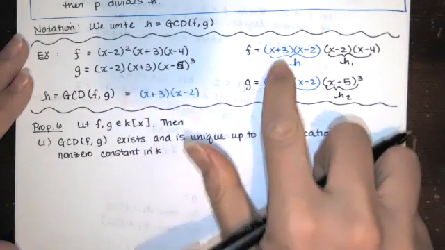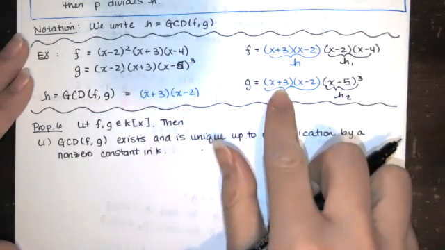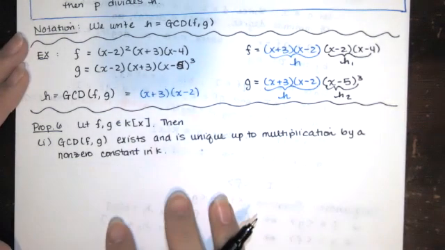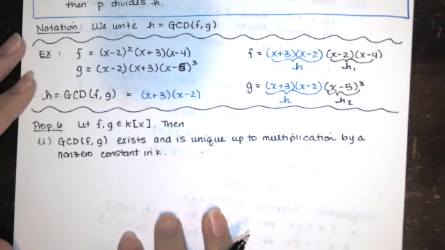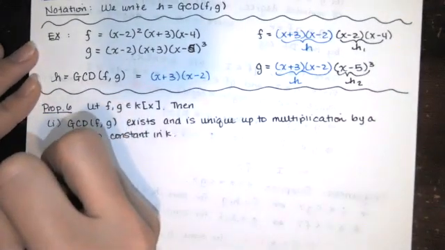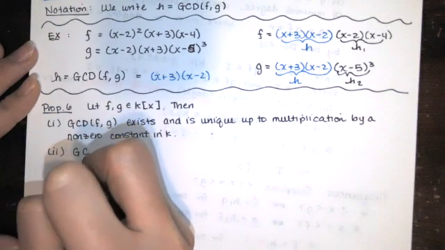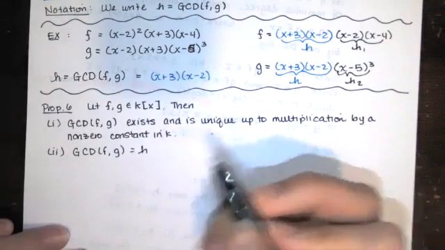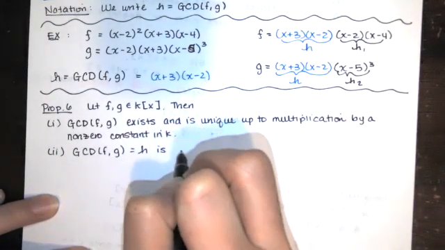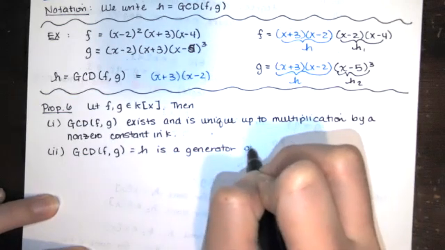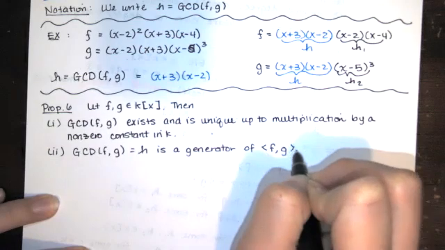Obviously, I could multiply h by 2 here, and that would be fine, as long as I also multiplied those by 1/2. Okay, well, yeah, that'd be fine. And then the next part is this, the GCD of f and g, if we call that h. This is the generator, or is a generator of the ideal generated by f and g.